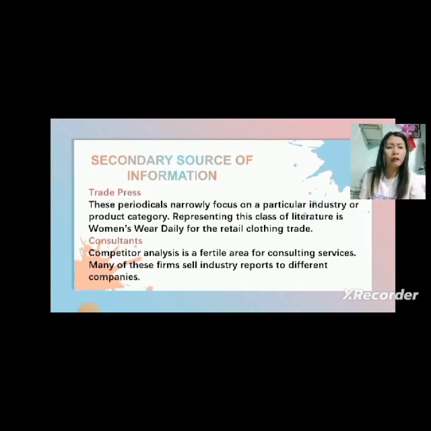Consultant. Competitor analysis is a fertile area for consulting services. Many of these firms sell the same report to different companies. Ang consultant, ito yung katuwang sa negosyo.